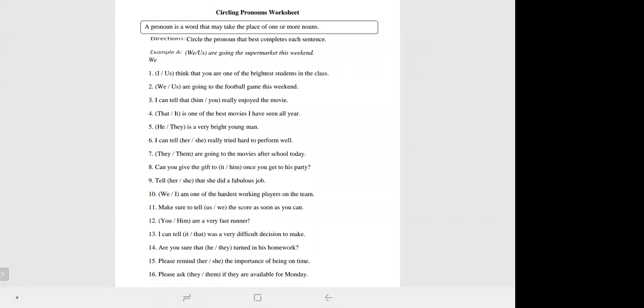He. Are you sure that he turned in his homework? Yes, because it says his homework. What if this question was, are you sure that they turned in their homework? It would be they. Yes. Number 15.